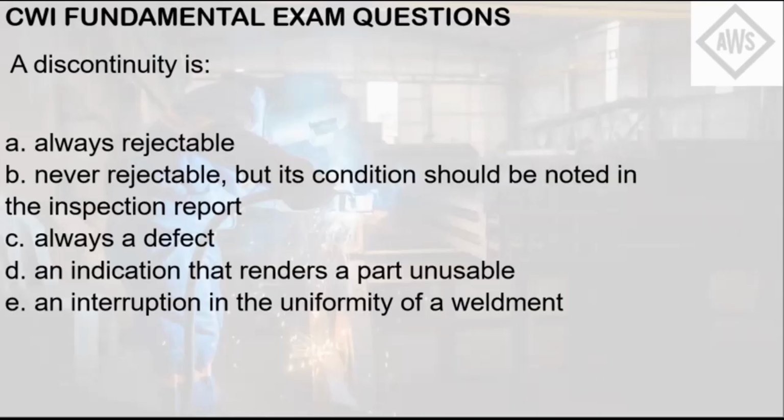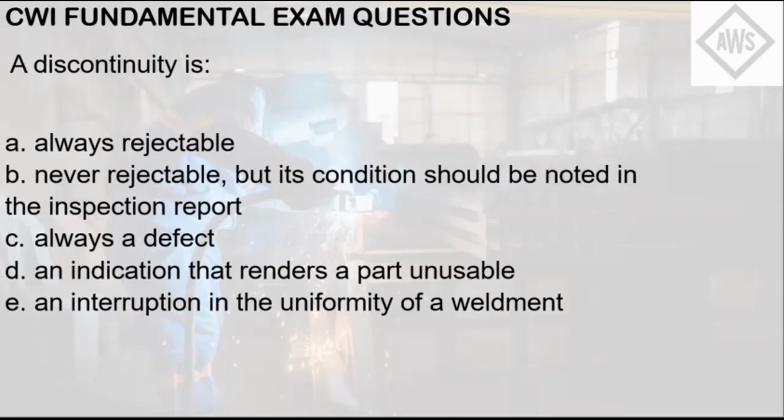So a discontinuity is not always rejectable because it is not considered a defect, but a defect can be considered as a discontinuity, since a defect is also an interruption of the uniformity of a weldment. So it is just a matter of whether this interruption is acceptable or not per the code or standard that this weld is adhering to. So letter A, always rejectable, is not true.